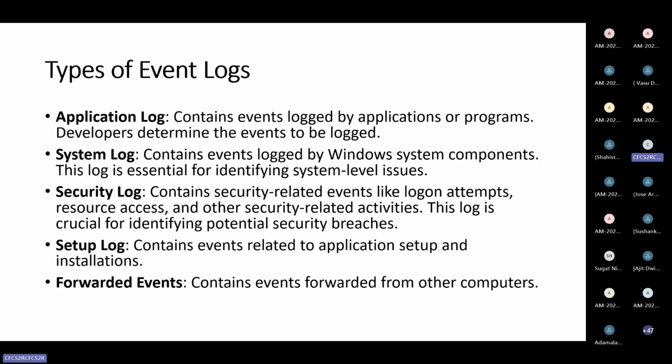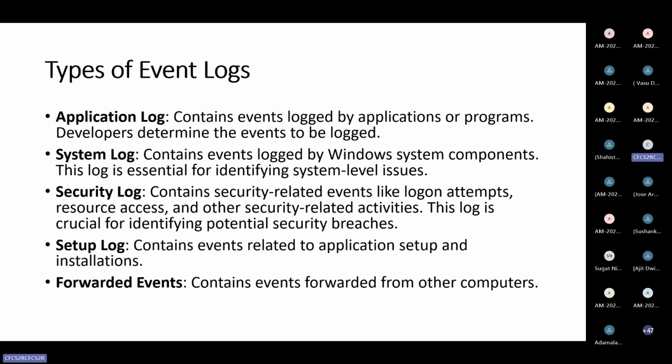Now, the types of event logs. This is very important to understand because when you go into the Windows Event Viewer, there are a lot of events. So you need to understand what the different types of event logs available are. Application logs are there, system logs are there, security logs are there, setup logs and forwarded logs. Forwarded events are sometimes not configured. You need to configure them. We will talk about that at a later stage.